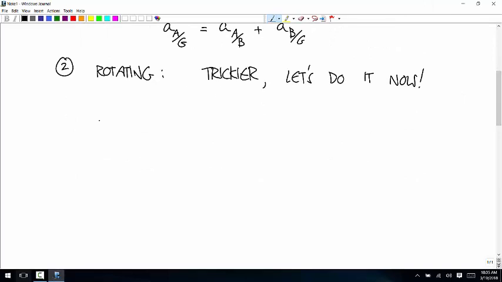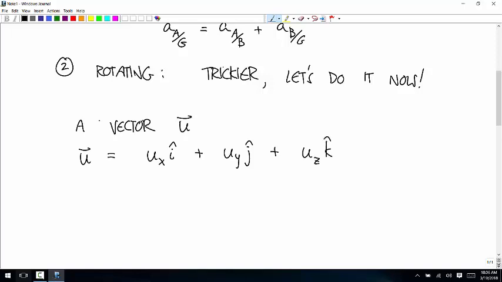Okay, so far everything, the derivatives and everything that we've done of vectors, have assumed that the coordinate systems are non-rotating. A vector u, you can think of it as an x component times a unit vector in the direction of the x-axis plus a y component times a unit vector in the y direction, plus a z component times k.